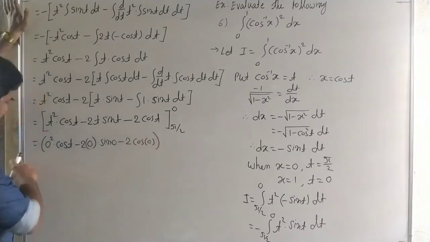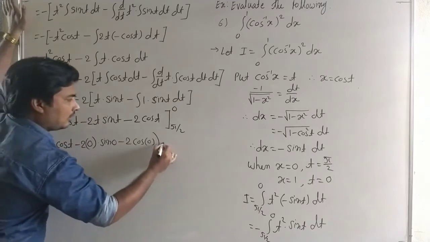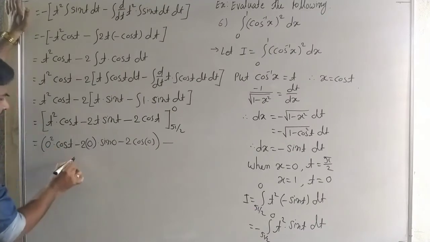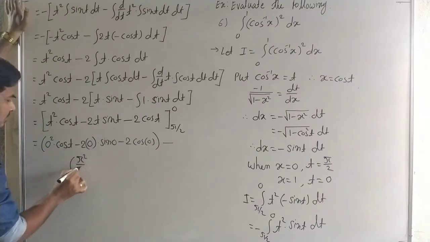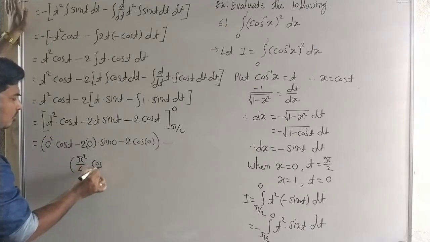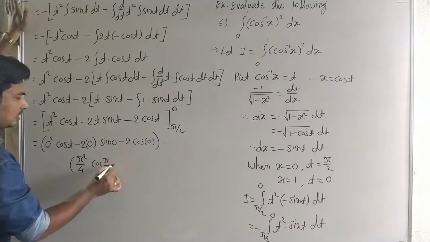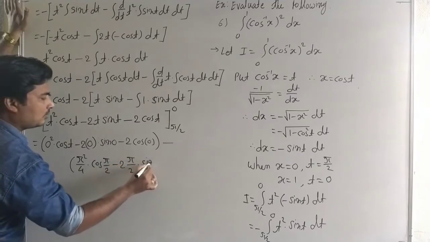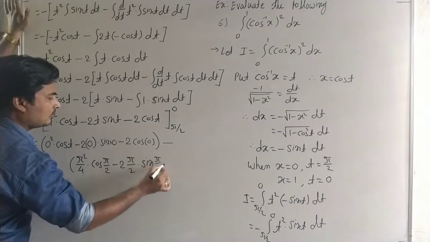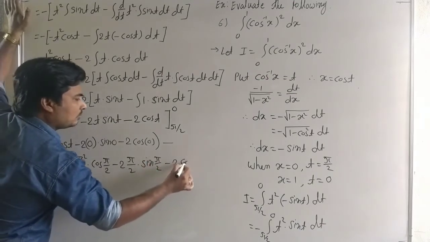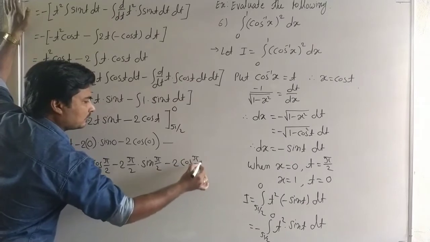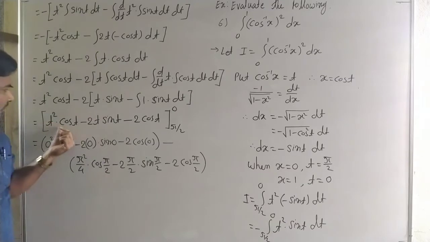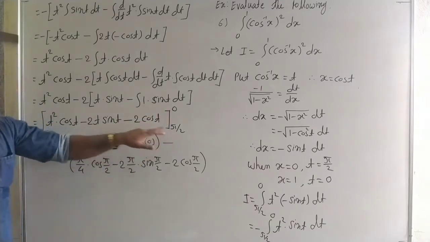Here it is the upper limit minus the lower limit. The lower limit is pi by 2, therefore t square is pi square by 4 into cos pi by 2, minus 2 into pi by 2 into sin pi by 2, and minus 2 into cos pi by 2. Here it is only the upper limit minus the lower limit: t replaced first by the upper limit and then minus t replaced by the lower limit.